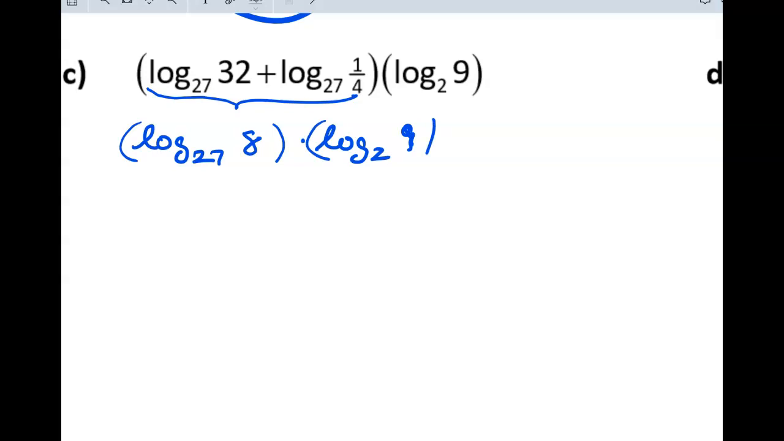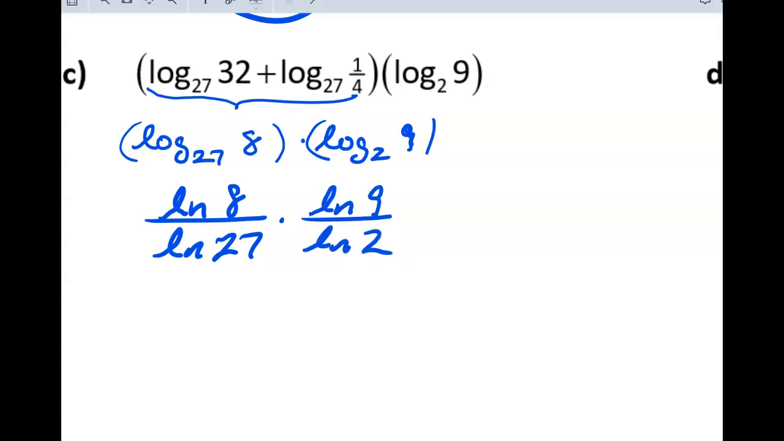Again, we can change to whatever base we want to. I'm just going to change to natural log here. So this is natural log of 8 over the natural log of the base. Remember the base in change of base formula, its log always goes on the bottom of the fraction. And then log base 2 of 9 would be natural log of 9 over natural log of 2.